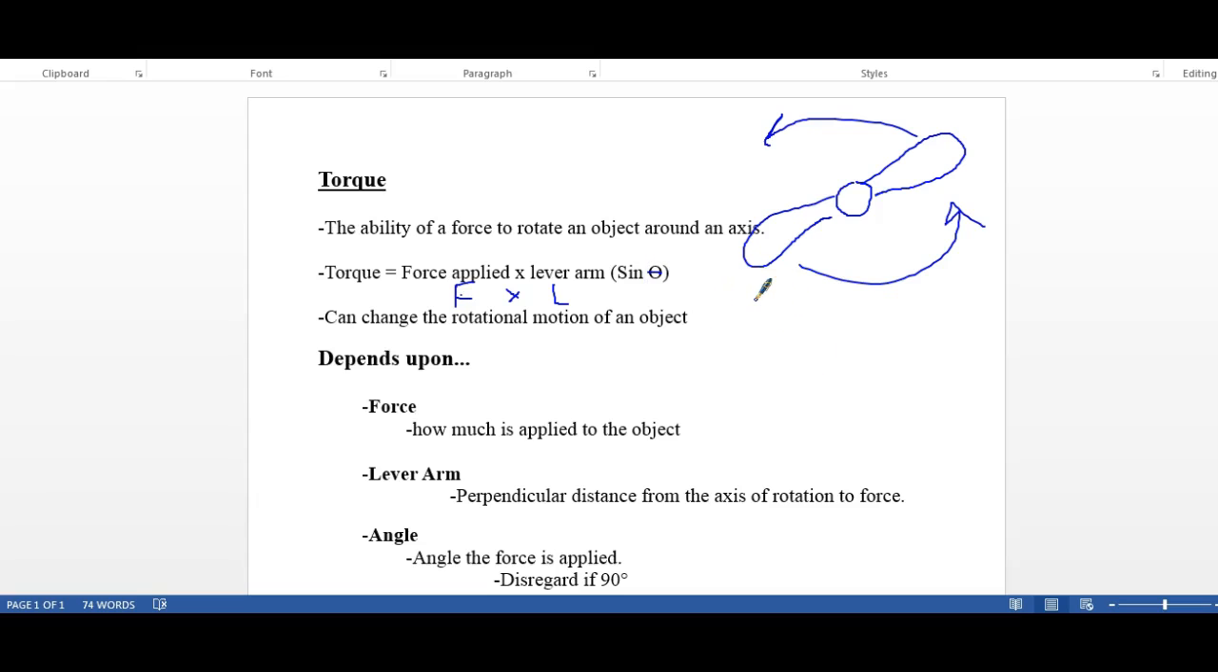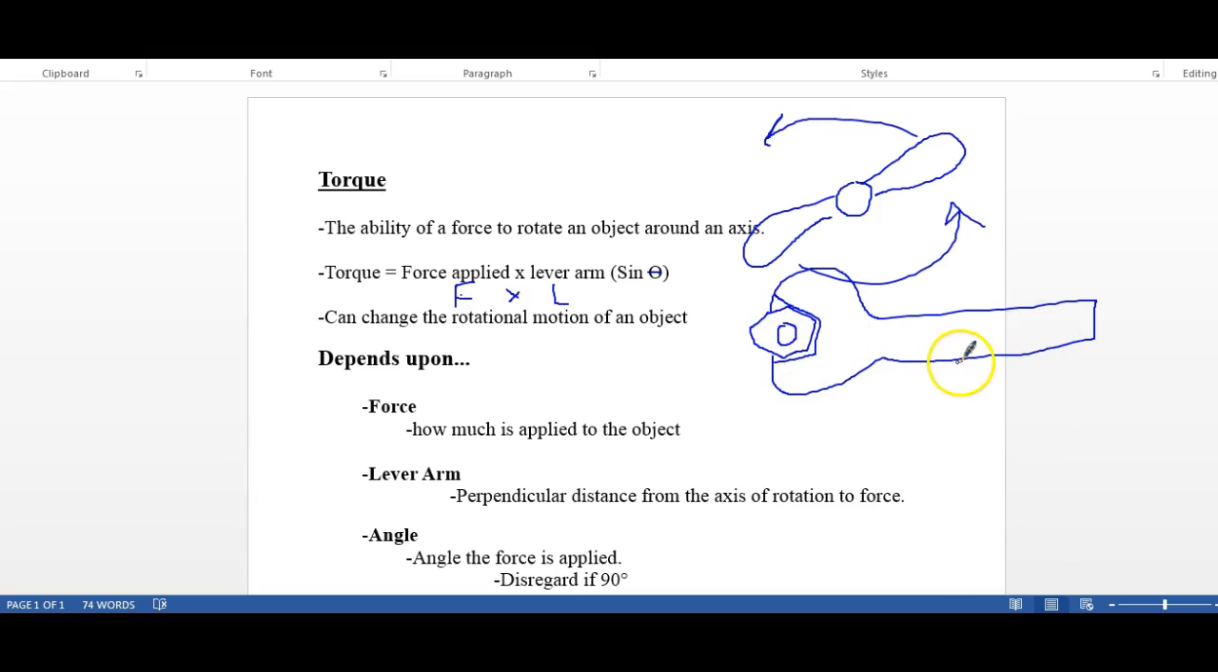So, for instance, let's say we have a lug nut on a car, and we want to get it loose. Well, we put a wrench on it, and we then apply a force. Let me redo that. Okay, so then we have this, and we make this little wrench around it here. And so we have this force, and we want to take this lug nut off.